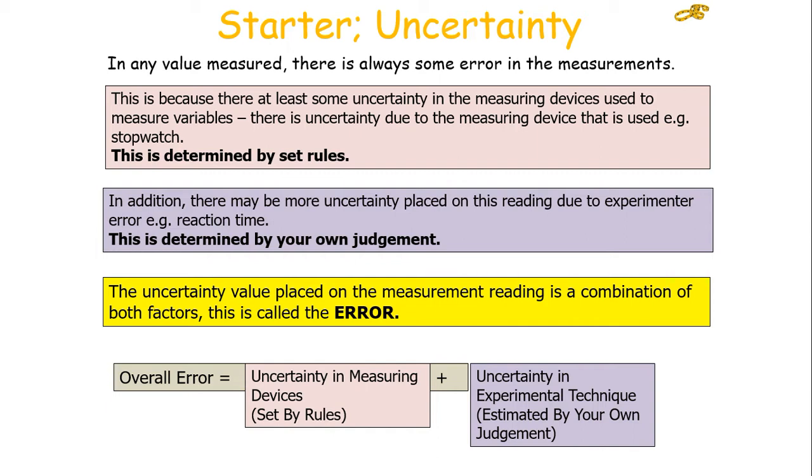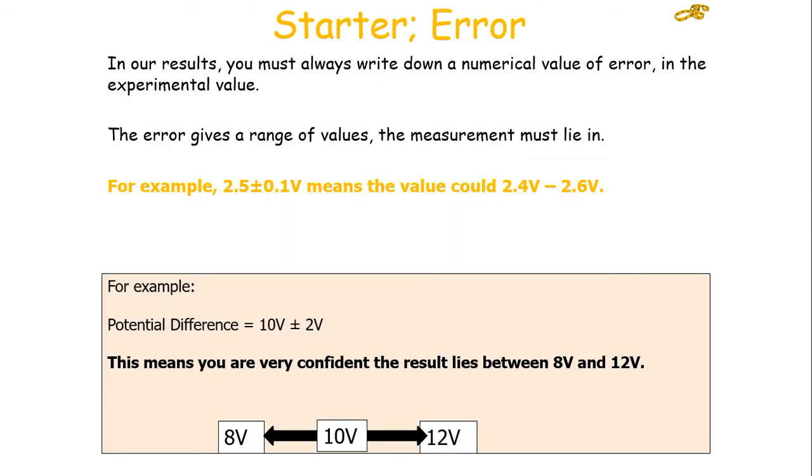The uncertainty placed on the measurement reading is a combination of both factors, and we call that the error. So the overall error is the uncertainty in the measuring devices, which we can work out with set rules, plus the uncertainty in the experimental technique, which you estimate based on your own judgment. In our results, we must always write down a numerical value of error in each experimental value. The error gives a range of values the measurement must lie in. So, for example, 2.5 plus or minus 0.1 volts means the value could be between 2.4 volts and 2.6 volts.